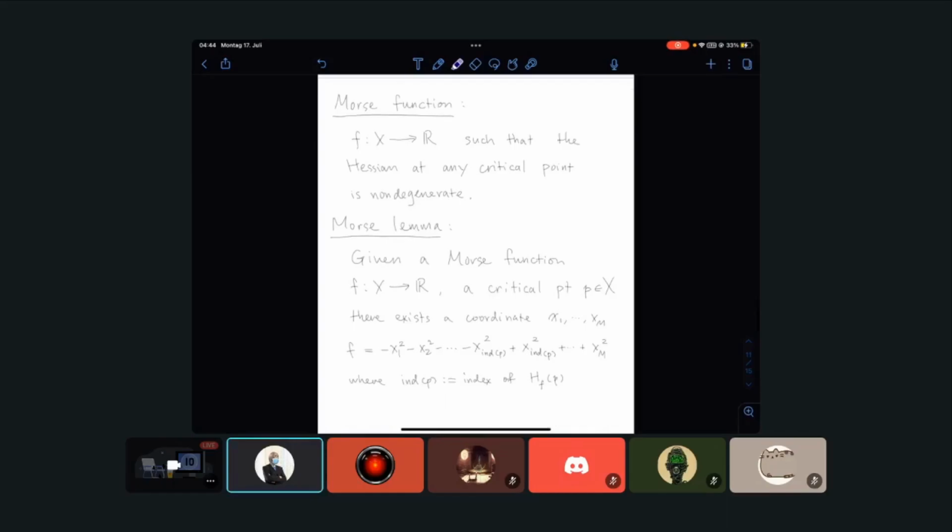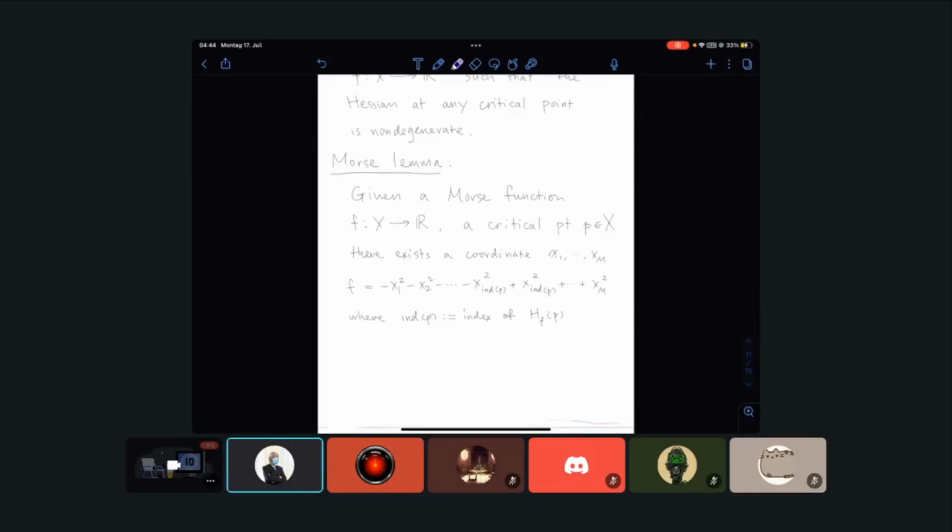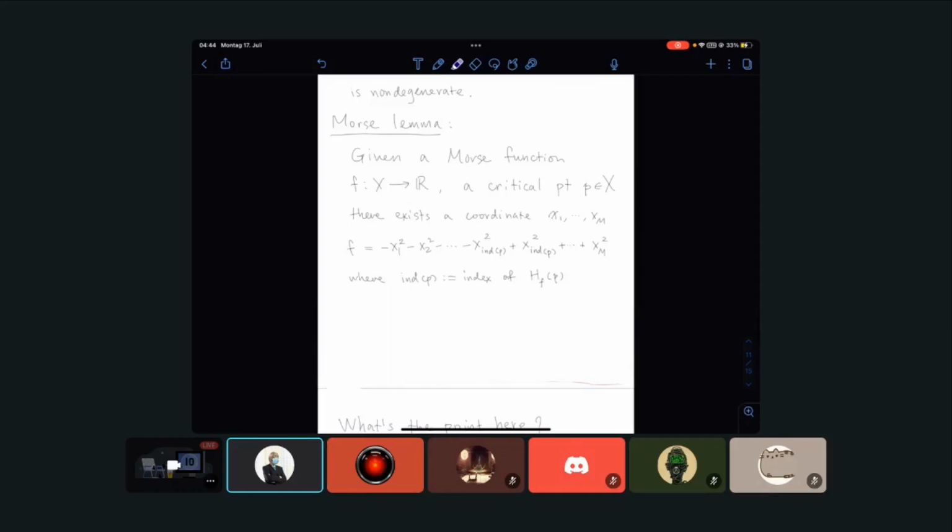And the Morse lemma is a very simple thing. It just says, given a Morse function, if the Hessian is non-degenerate at all the critical points, then we can write down the local structure of the function very easily as this kind of normal form. It's basically about normal forms. Up to a change of variable, we can write f as plus or minus coordinate squares, and we do that for all of them. How many minus signs and how many plus signs will depend on this index.